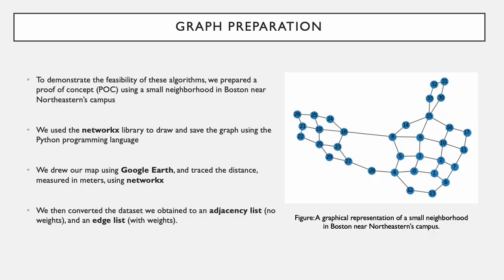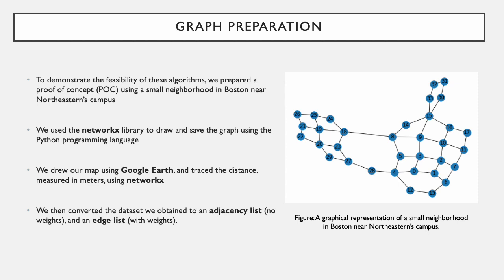So now that we've talked through some of the different methods that we applied as part of this proof of concept application, let's go ahead and talk about some of the data that we used to prepare our particular graph. To demonstrate the feasibility of the algorithms that we just discussed, we prepared a graph representing a small neighborhood in the Boston area in close proximity to Northeastern University.